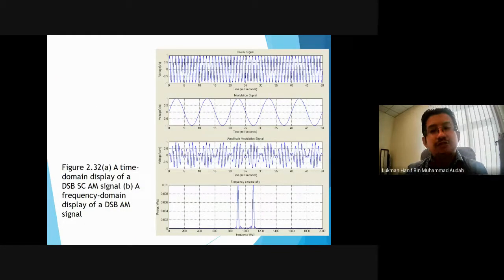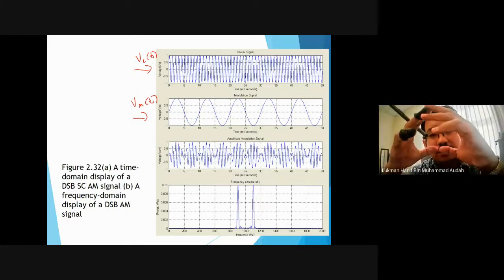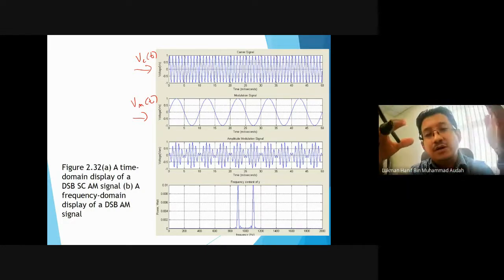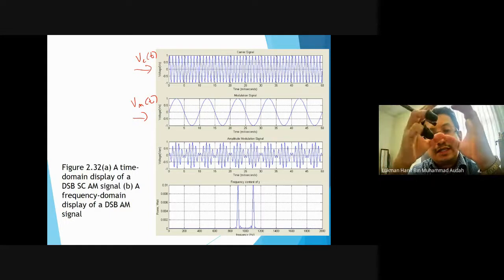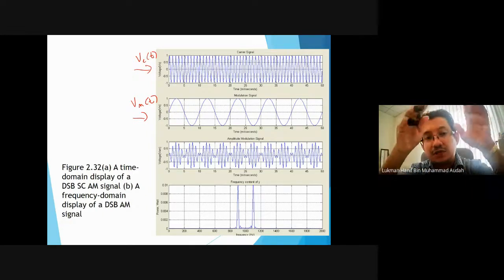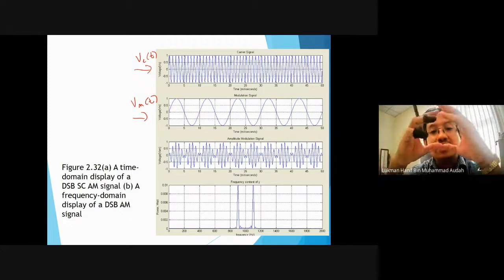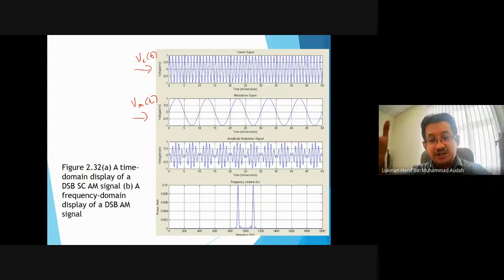So let's look from the perspective of waveform and also the frequency spectrum for the double sideband suppressed carrier. Okay, di atas sini adalah VCT. Okay, and then here is the VMT. So you see that for the difference between these two waveforms, the carrier has higher frequency because the ripples are close to one another. Dia punya gelombang itu rapat-rapat. Manakala VMT frekuensinya lebih rendah, dia punya gelombang agak berjarak-jarak.